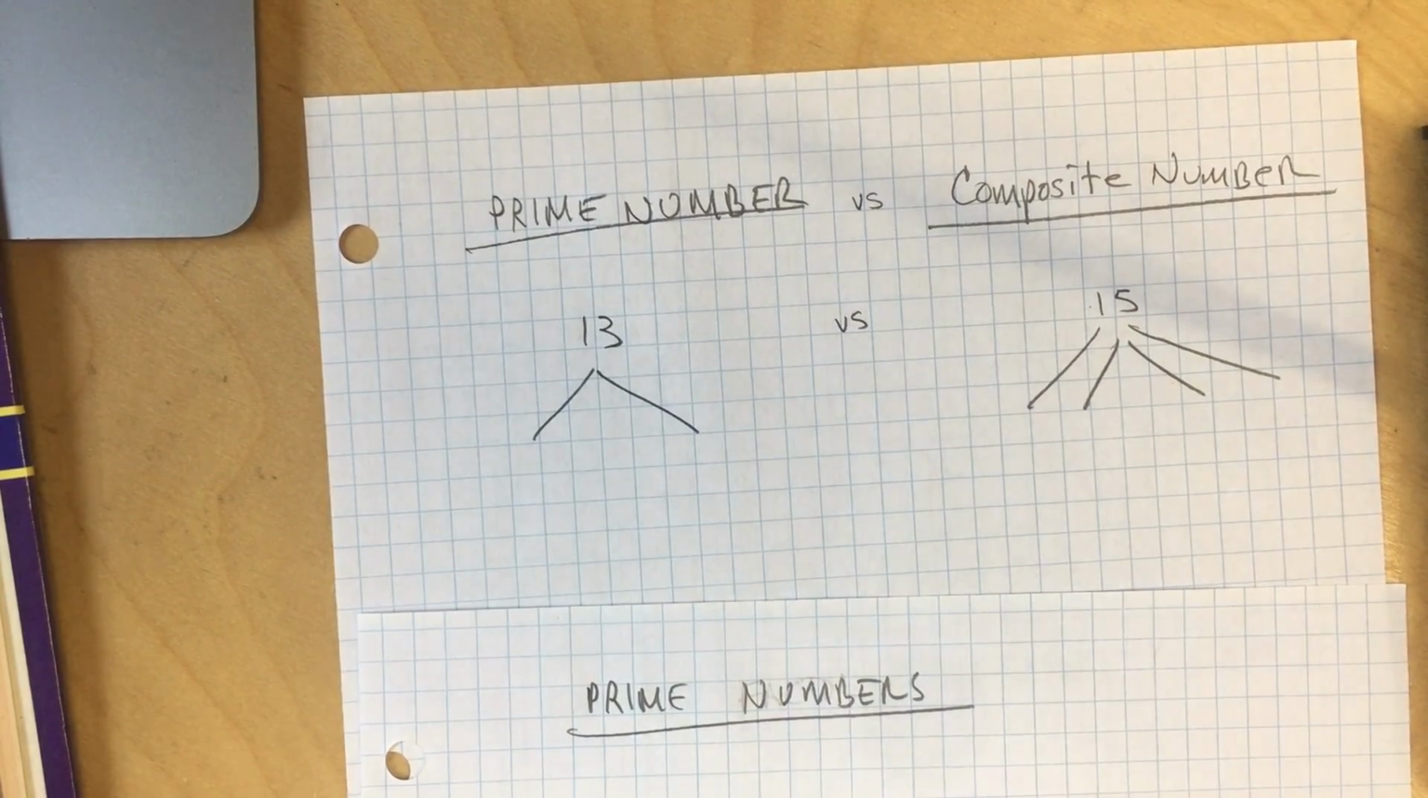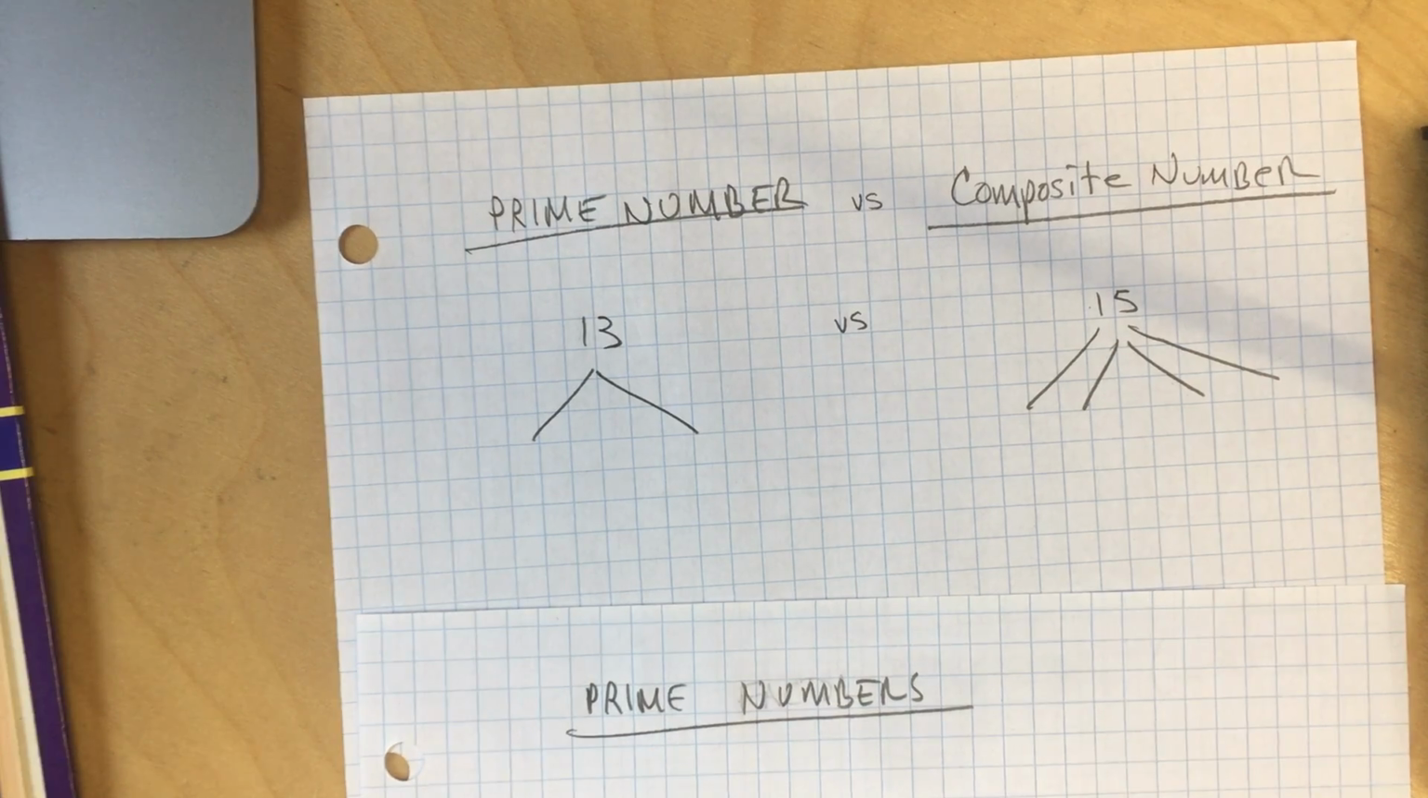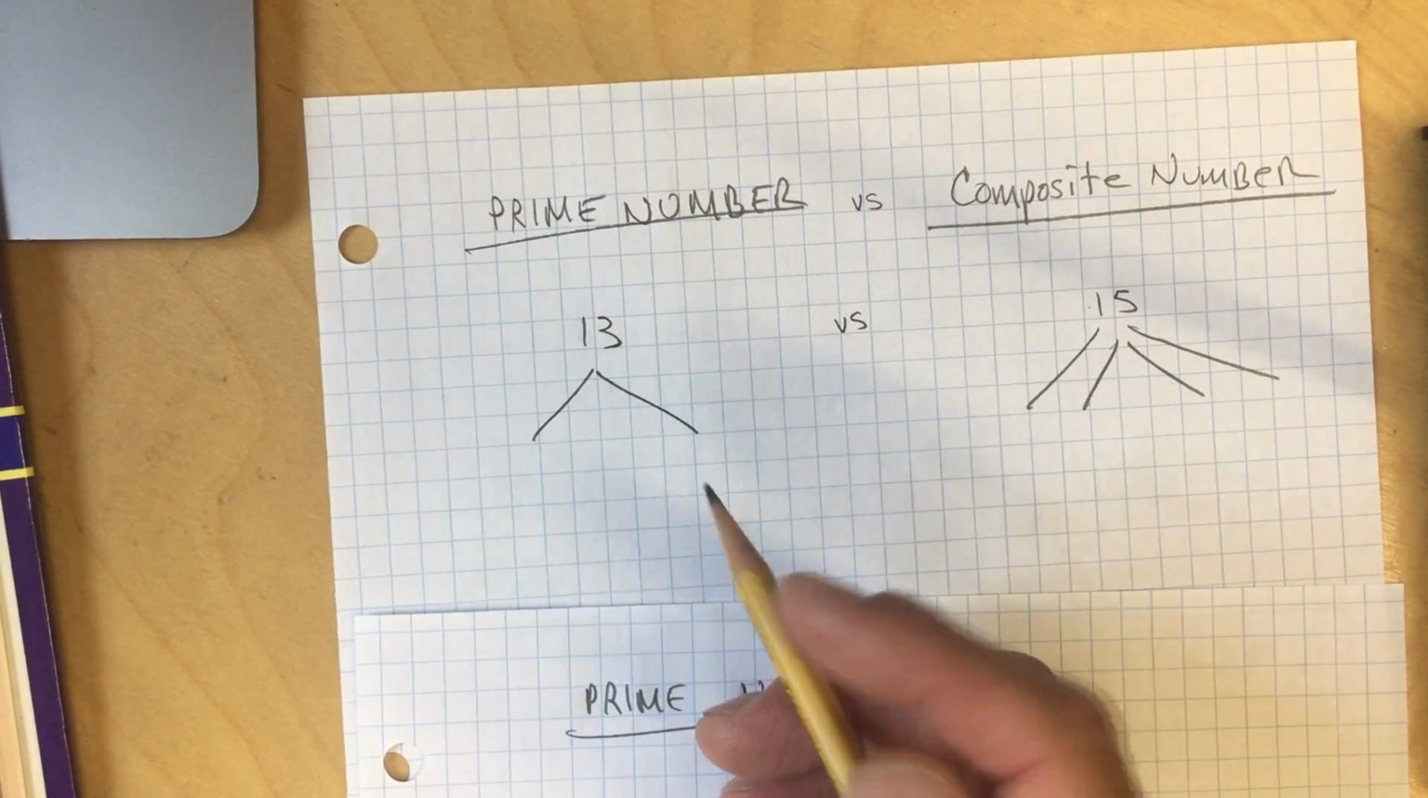Let's talk about prime numbers, composite numbers, factorizations, and common factors. So the first thing is we need to determine what is a prime number versus what is a composite number. Okay, so let's talk about a prime number.